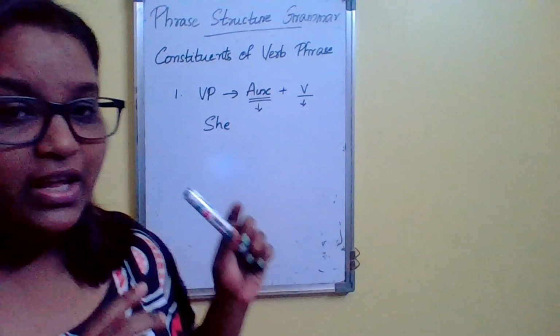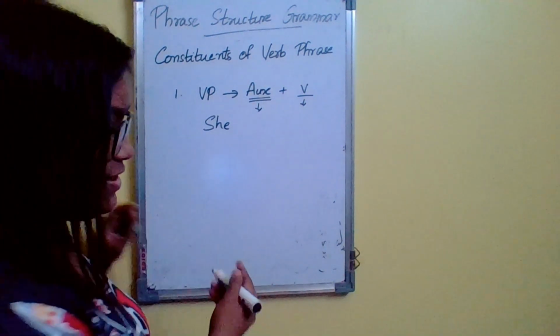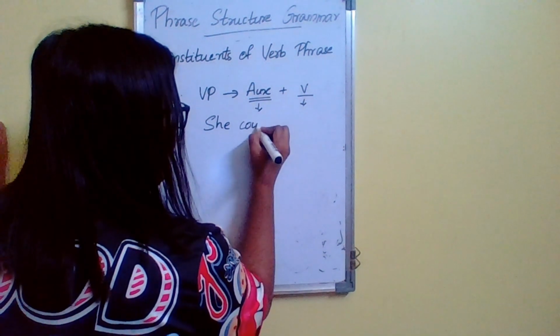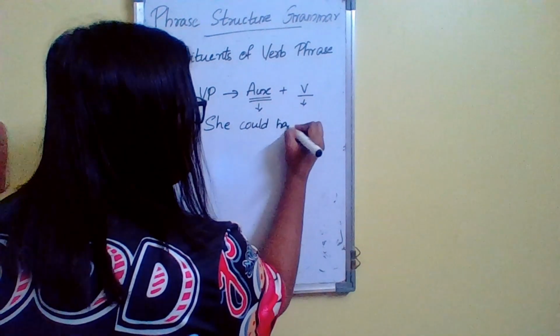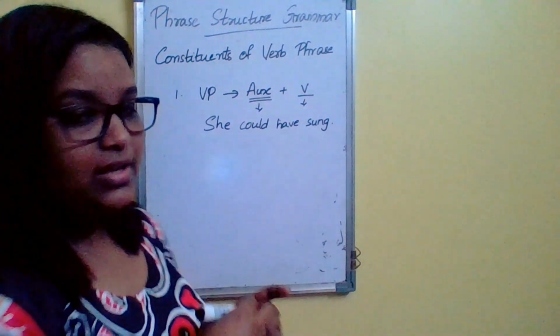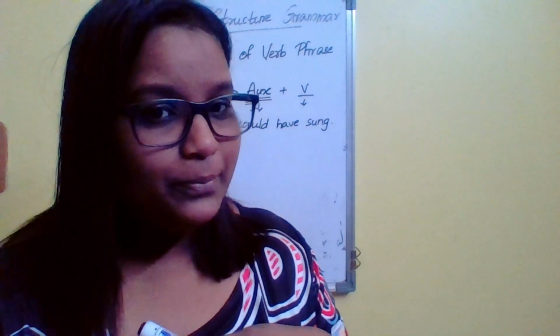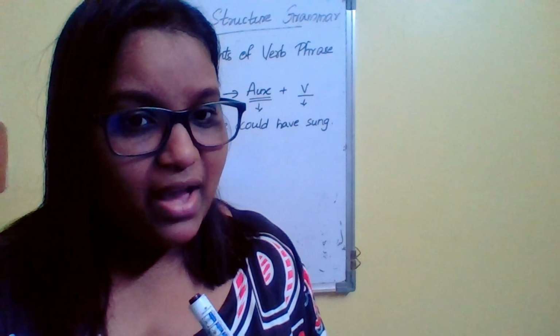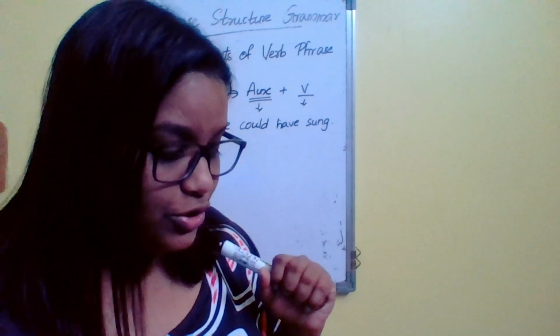So right now we have analyzed four different sentences. She sings, she can sing, she had sung, and she is singing. Now let's move on to the fifth sentence. She could have sung. So it happened in the past, but we are not entirely sure about it.